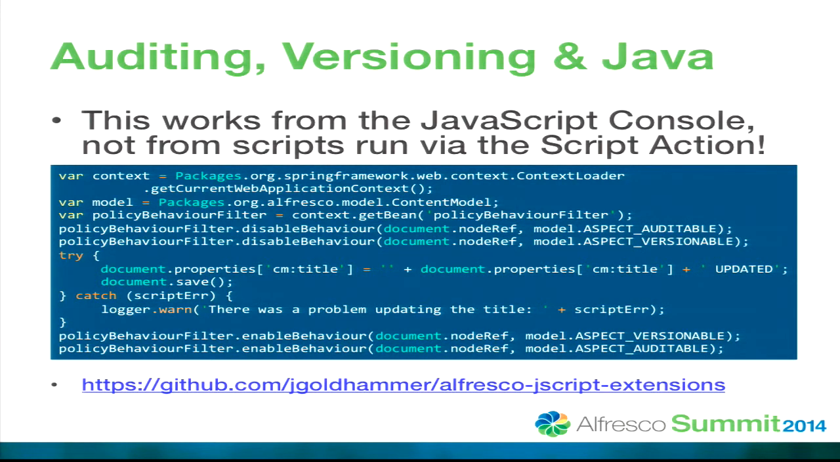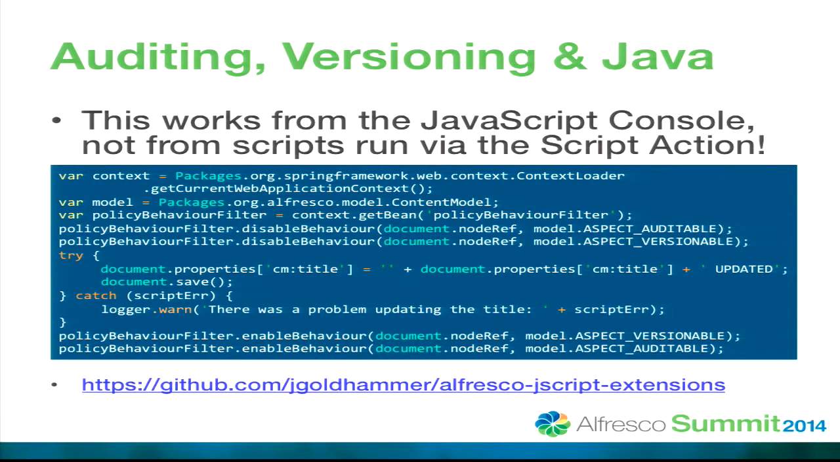But if that's not okay, the way in Alfresco that you can disable the versioning behavior and the setting of the last modified date and the last modifier is to temporarily turn off behaviors on the auditable and the versionable aspects. We do this in Java code all the time, but we can do it from JavaScript. And the way that we're doing that here is this script will only run if you're in a secure environment, because we're using that packages root object I talked about.